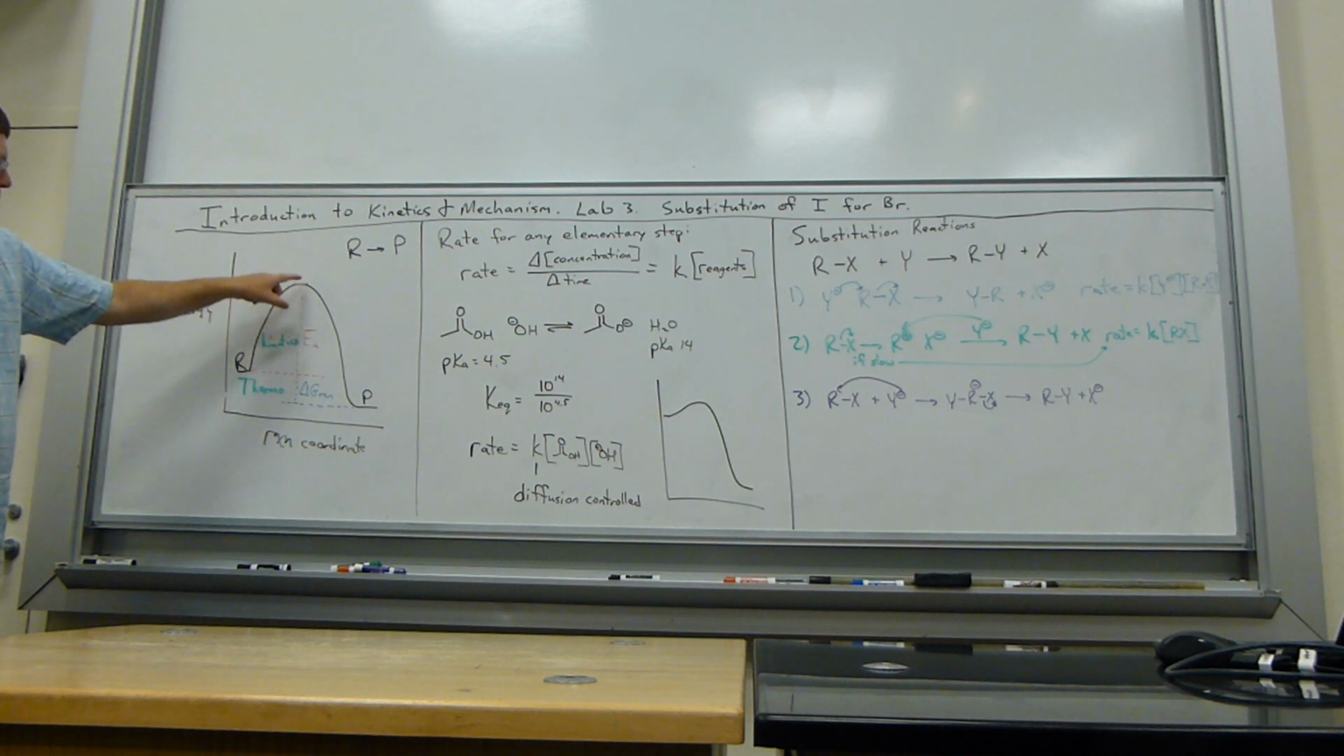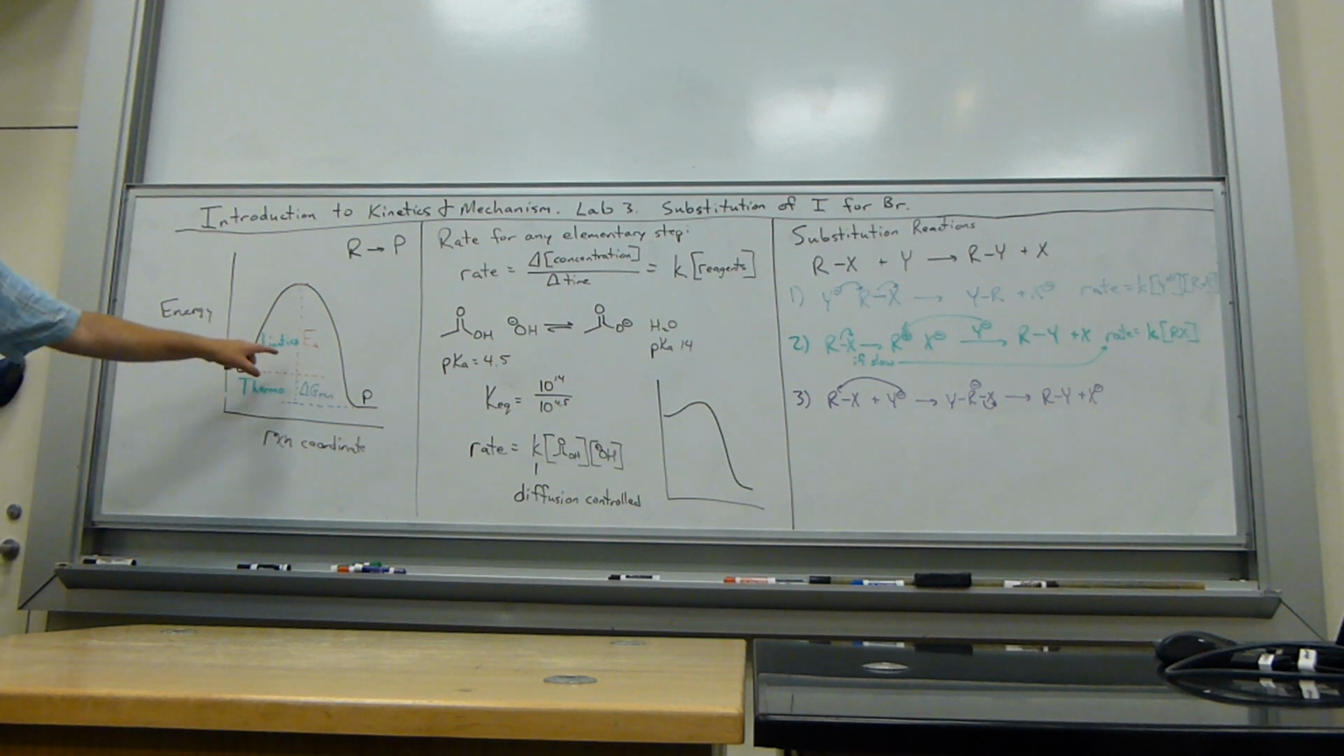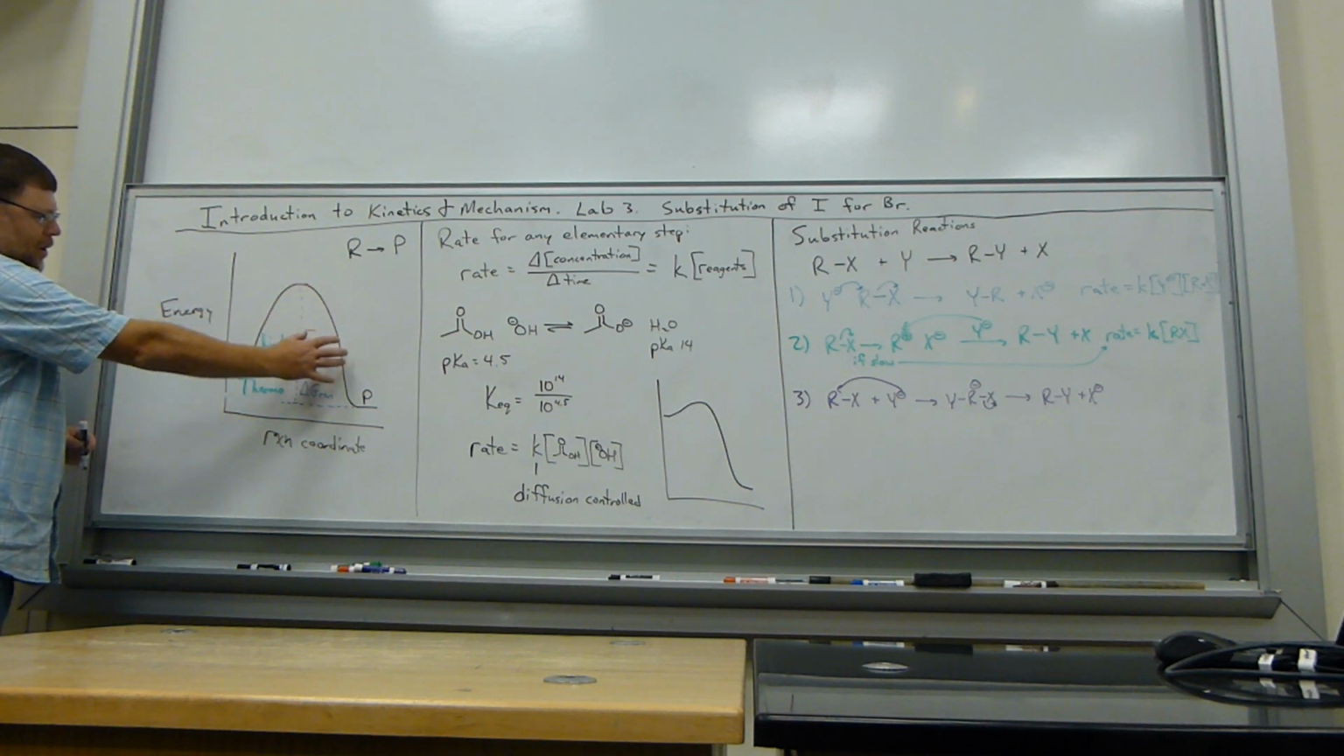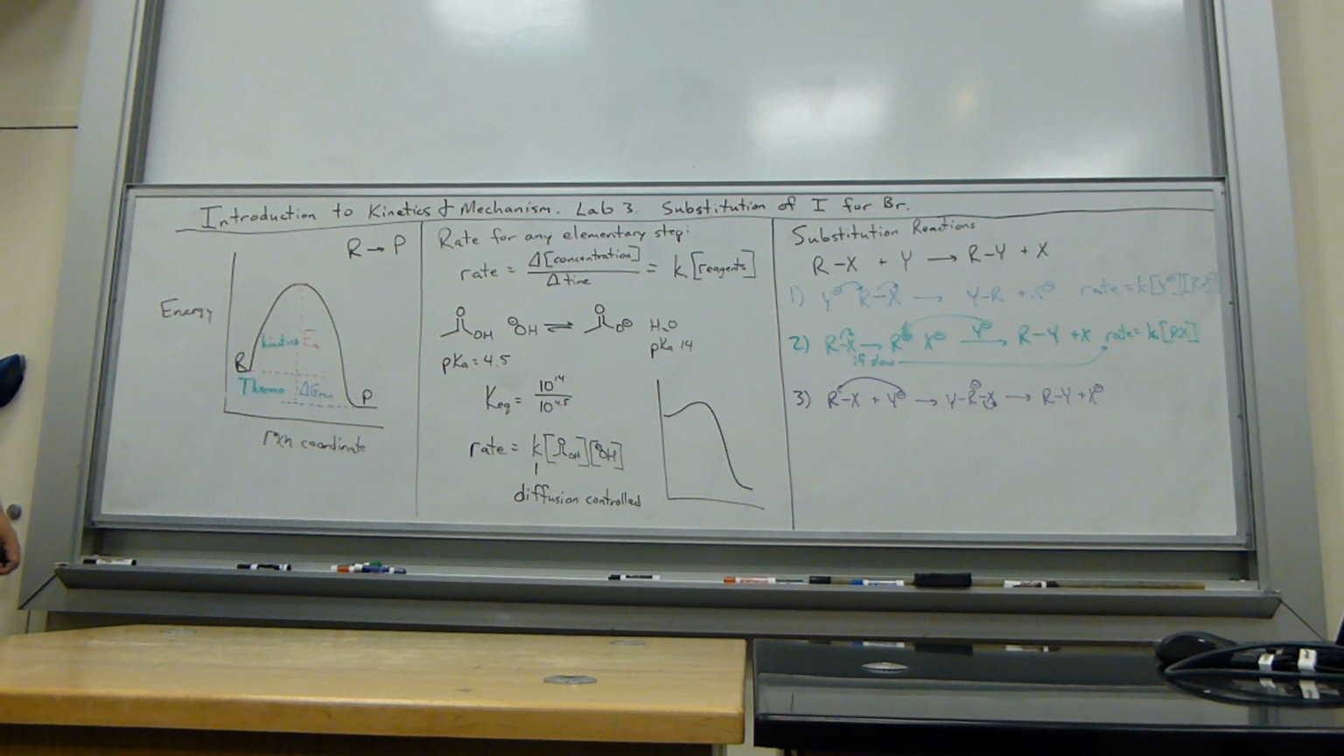We also have an energy of activation of some sort. This is where kinetics comes in. So this is how fast the reaction will happen. How many of these R molecules are going to have enough energy to get over this reaction barrier and get over to the products? And that will vary reaction to reaction.